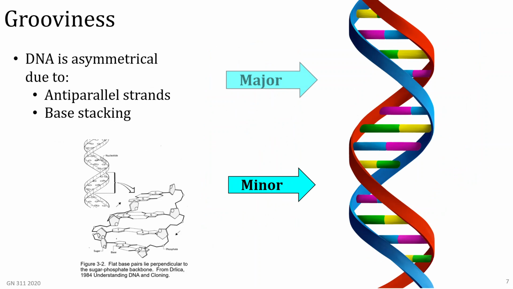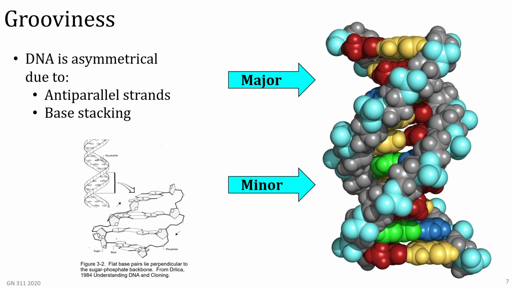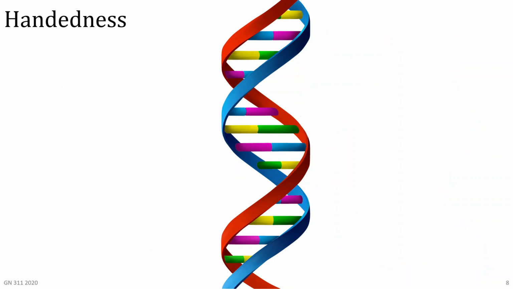DNA has major and minor grooves. In the space filling model, you can see that a minor groove is where more space has been taken up, and a major groove is where less has been taken up, so there's a bigger divot.